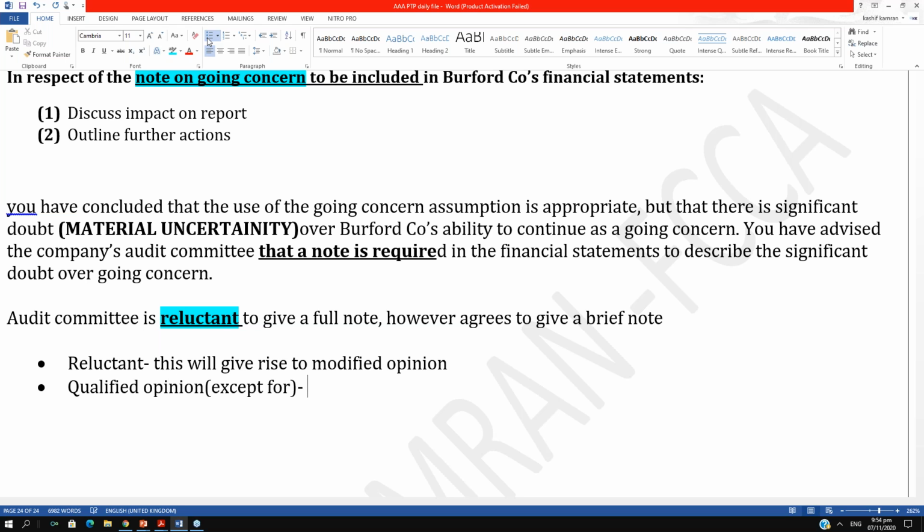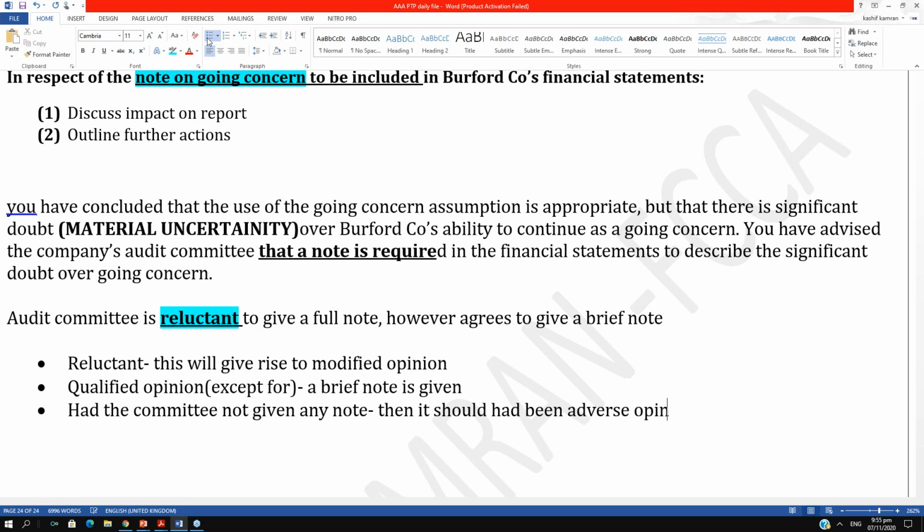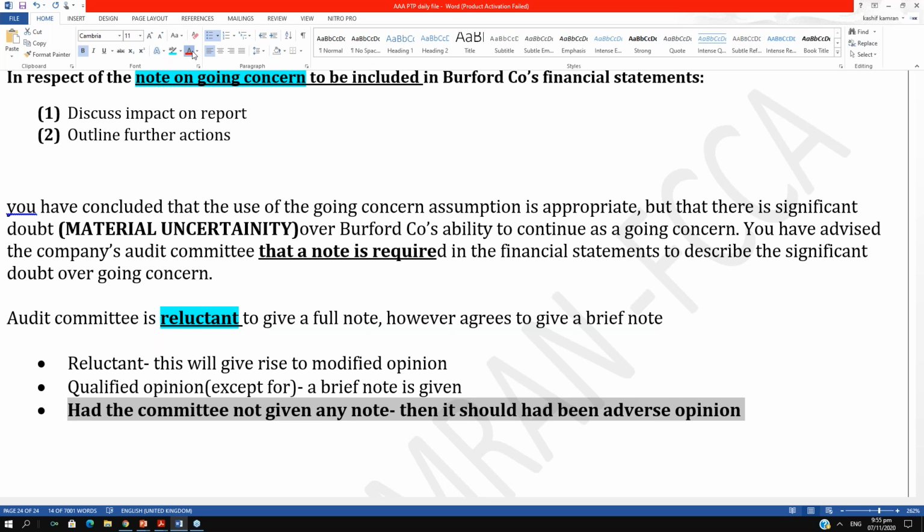The reason for that is a brief note is given. Had the committee not given any note, then it should have been an adverse opinion. Please remember this. Look at my bullet number 3. Had the committee not given any note, it would have been an adverse opinion. But in this case, they have given a brief note.